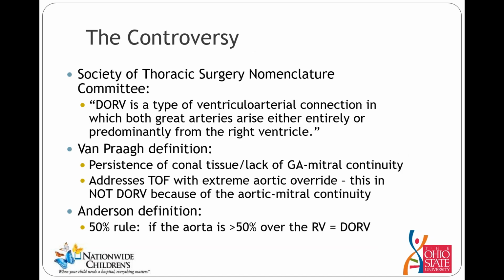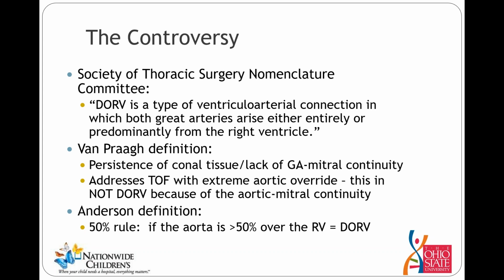So this is the controversy. The Society of Thoracic Surgeons have a nomenclature which is the most general. And so they pretty vaguely say that DORV is a type of ventricular arterial connection in which both great arteries arise either entirely or predominantly from the right ventricle. So very vague. Van Praagh, who is clearly the Van Praaghs, are both a husband and wife couple, were both cardiac pathologists. And they defined it as the presence of conal tissue or lack of great artery mitral continuity, which is what I've presented to you.